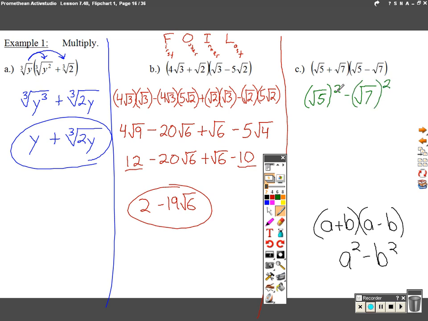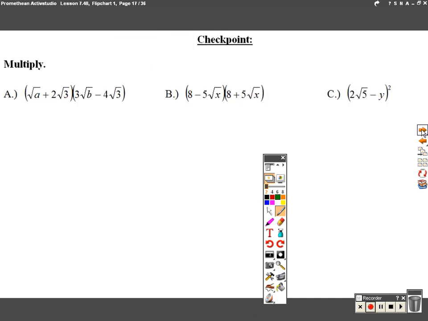Now remember, anytime you're squaring a square root, as long as the index and the exponent match up, they cancel out. You're just left with 5. Here we're just left with 7. You're left with negative 2. So that is multiplying radical expressions. Go ahead and try these checkpoints and see how you can do on it.